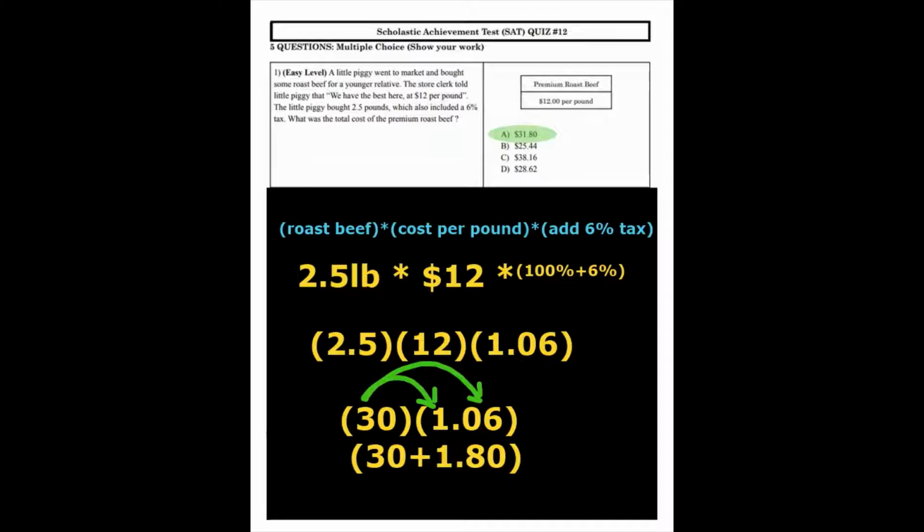Well, 2.5 times 12 is $30. And then just as a distribution shortcut, I'll do 30 times the whole number 1, which is $30. And 30 times the 6 cents, in decimal, so to speak, would be an extra 180 cents for that extra 6%. For a grand total of $31.80. And the correct answer was A.